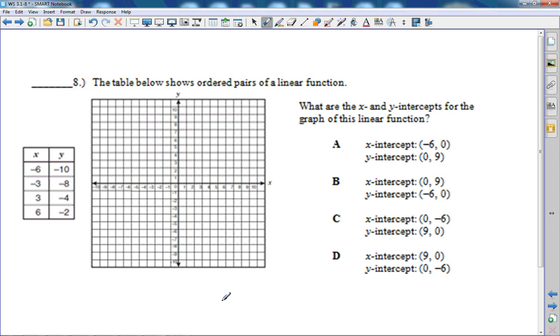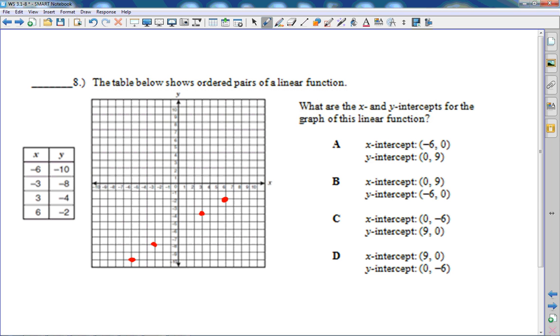The next one, what are the x and y intercepts for the graph of this linear function? We can do this a couple of different ways. One way, let's graph these points. (-6, -10). Let's see if I can do this on this little board. And I've got (-3, -8), (3, -4), and (6, -2). Okay, so there are your points.